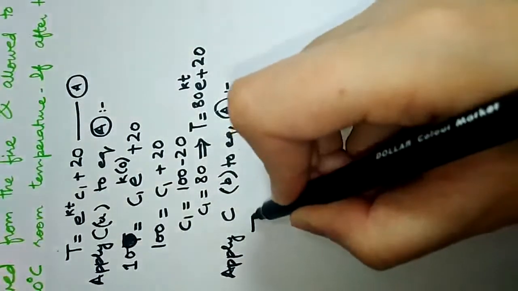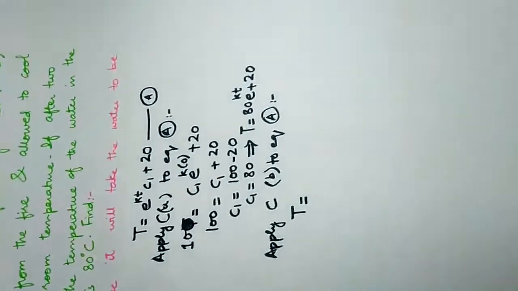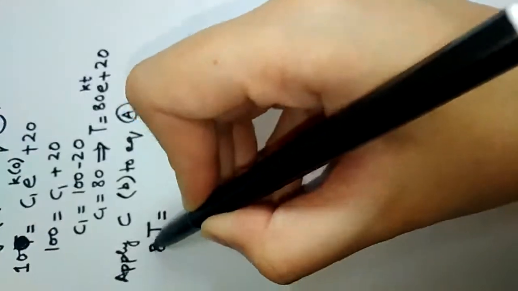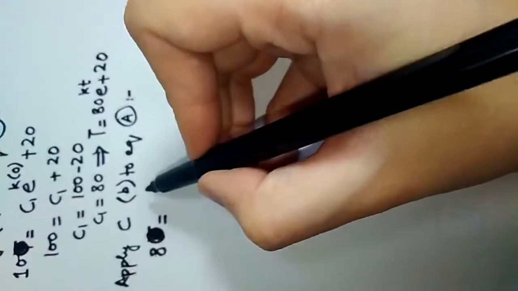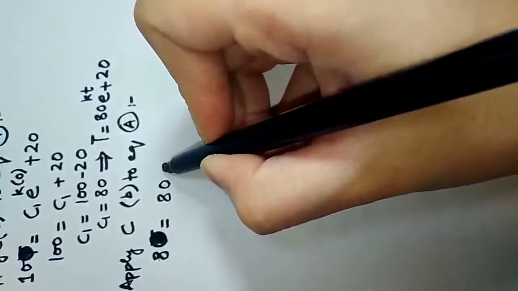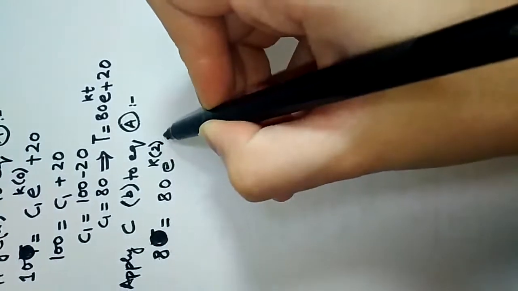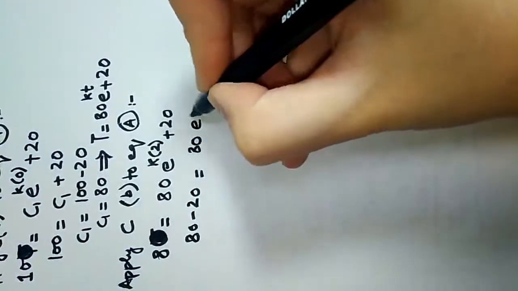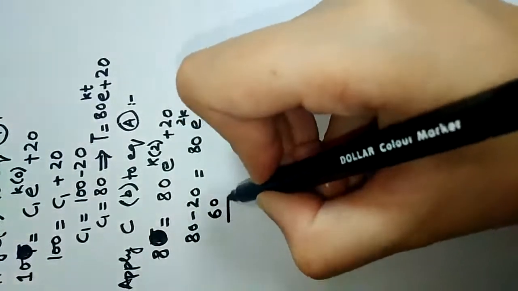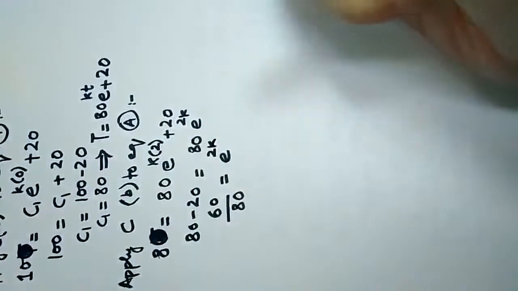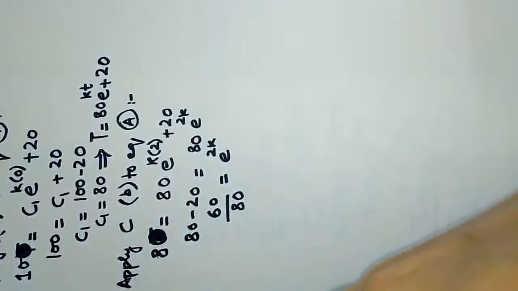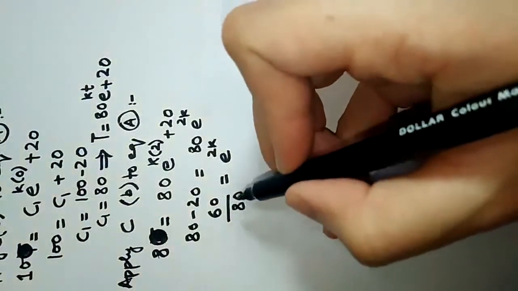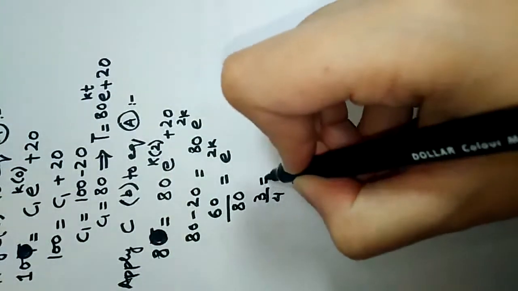T after 2 minutes is 80 degrees centigrade. So 80 equals 80 e to the power k into 2, plus 20. So 80 minus 20, 60 equals 80 e to the power 2k. 60 divided by 80 equals e to the power 2k. So 60 by 80 is not 1 by 4, it's 6 by 8, so it is 3 by 4, equals e to the power 2k.